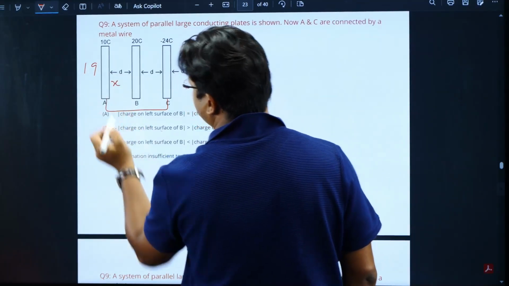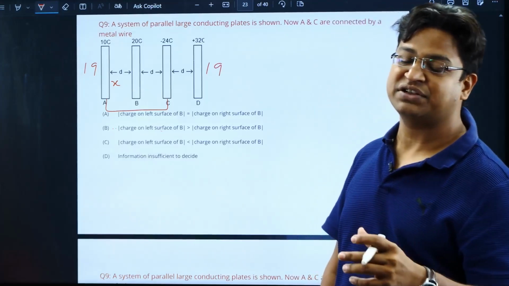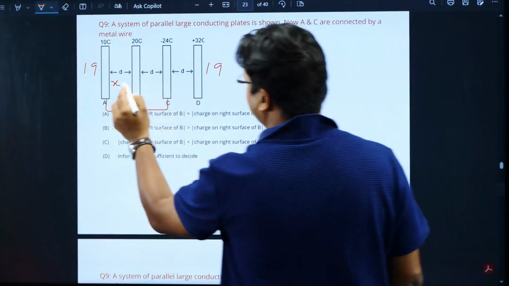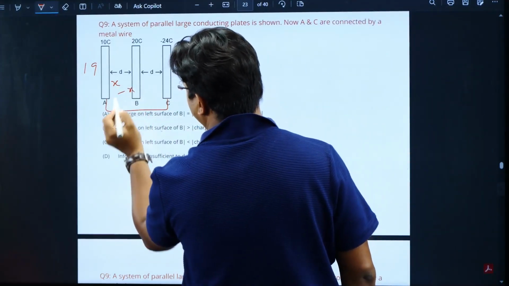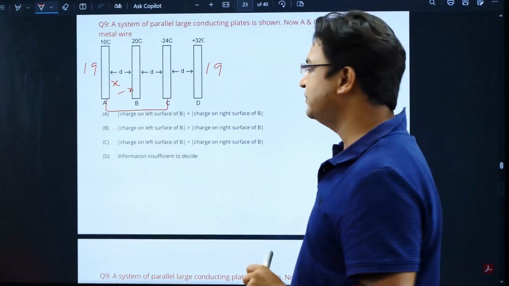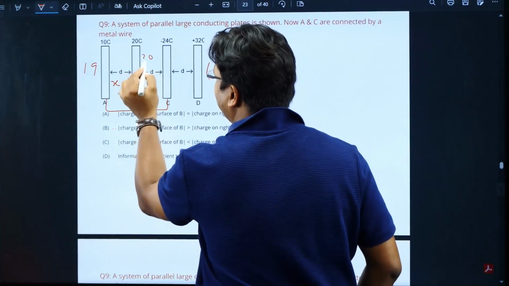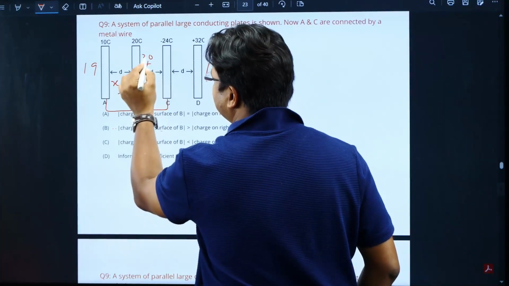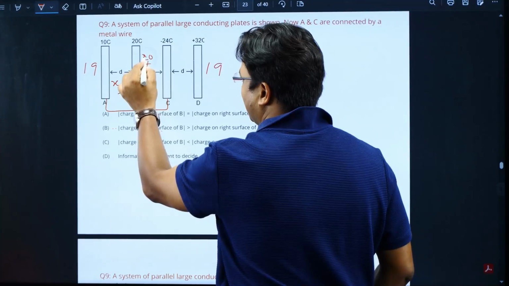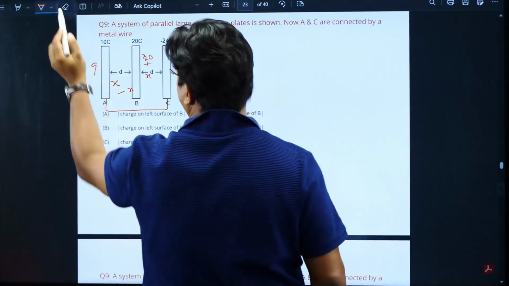Let's say the charge here was X. And again, in a system of parallel plates, it is mandatory that the facing surfaces have equal and opposite charge. So if there is X here, then there is minus X here. This plate is isolated, so the charge of 20 coulomb on it will remain conserved. So if minus X is present here, then 20 plus X has to be present on this surface, because the total charge of this plate has to be 20.